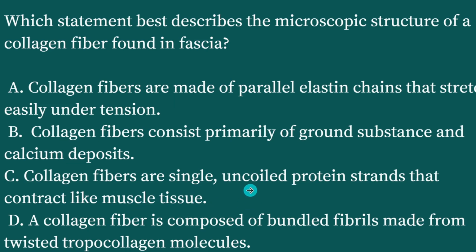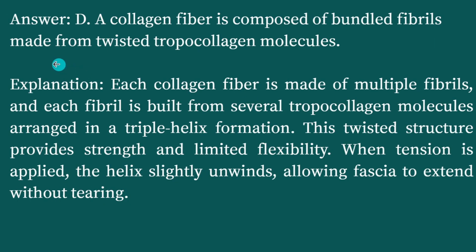Not true. There's a tiny bit of smooth muscle tissue, but it doesn't add a lot of contractile strength, and that's only in specific structures. Let's see what D says. A collagen fiber is composed of bundled fibers made from twisted tropocollagen molecules. That is true. Twisted tropocollagen molecules. All right, D. That was the correct answer.